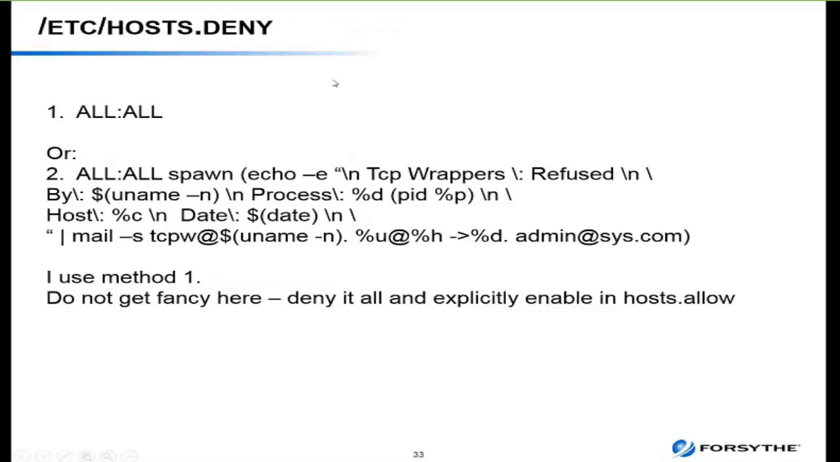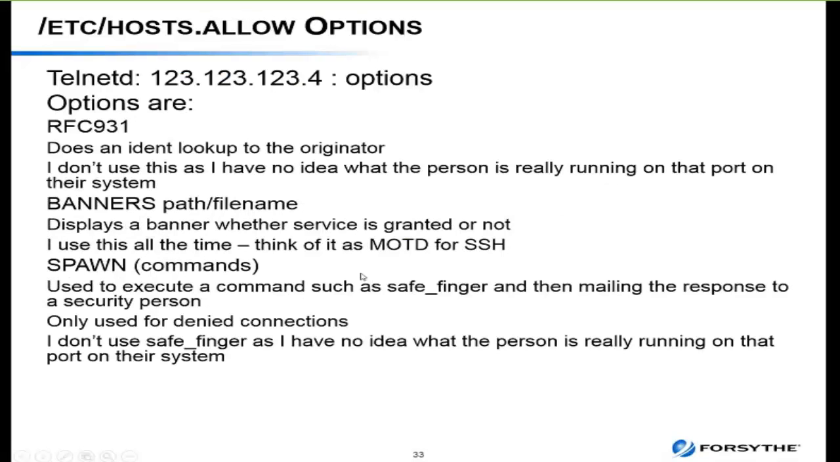Okay, so I said there were two configuration files, host.deny and host.allow. There are two ways you can do the host.deny. I use option 1. I go ALL : ALL. What that says is I will deny everybody who is trying to access any service that is TCP wrapped unless I specify otherwise in host.allow. It's much, much simpler. Or you can get incredibly complicated like here, and you can have individual rules. You know, deny everybody, spawn a message that says TCP wrappers refused by, and a whole bunch of stuff, and mail it to some user ID that you don't like. To me, that's just way too complicated. So I just do an ALL : ALL and keep it very, very simple. Then I put all the meat into my host.allow.